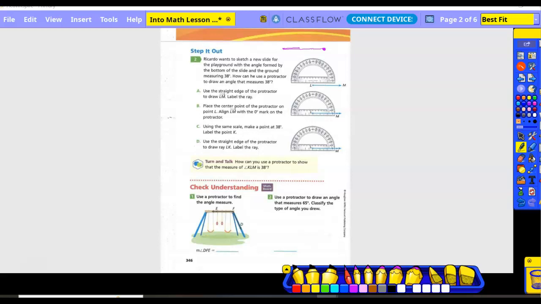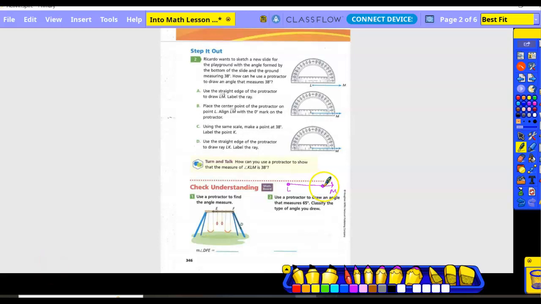So how am I going to get that straight? What am I going to use? I'm going to use my protractor and my straight edge, right? Of course, I can't put the protractor up on the board, but you can put the protractor on your paper, right? Let's go down here where we have a little bit more room. So I'm going to use my straight edge on my protractor and draw my ray LM.